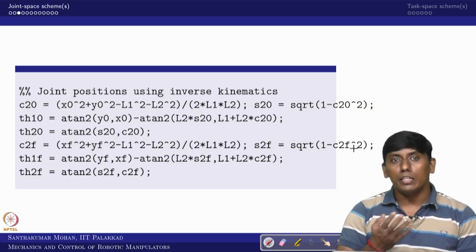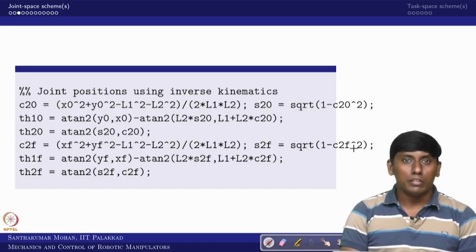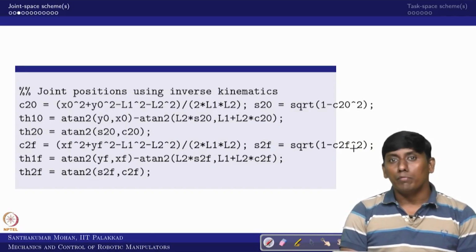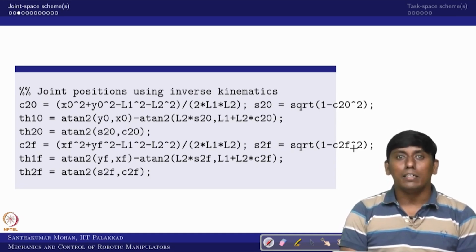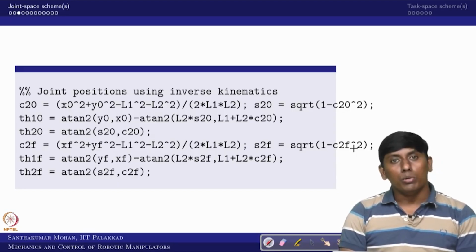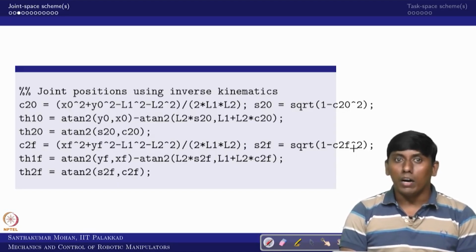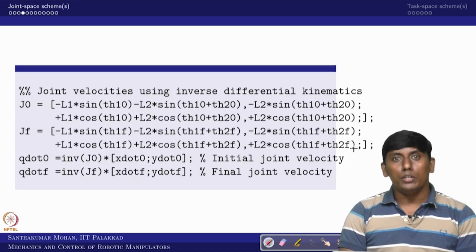I could have written it as a sub function. However, if I write a sub function straight away in MATLAB, some of you may not be familiar, so I have written explicitly here theta 10, theta 20, then theta 1f and theta 2f. Now we know the initial and final position of both joints. Next we need to find the initial and final velocity of each joint.